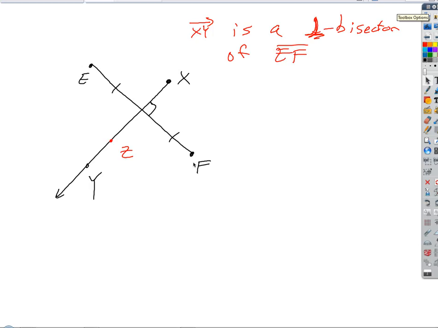So we could say EZ is equal to FZ, or whichever way you want to write those segments. ZE and ZF could also work. Make sense? Okay, that's it. That's the perpendicular bisector theorem.